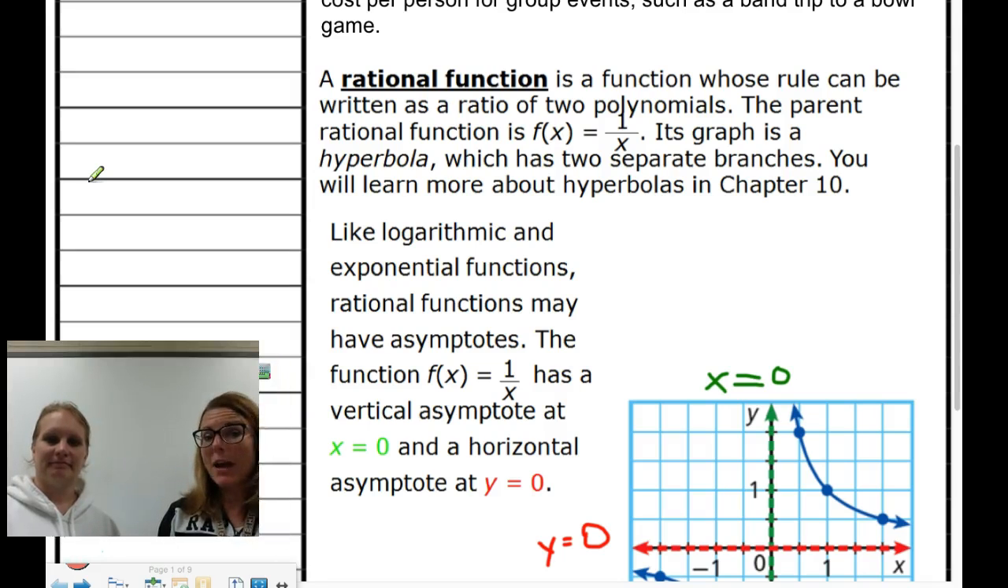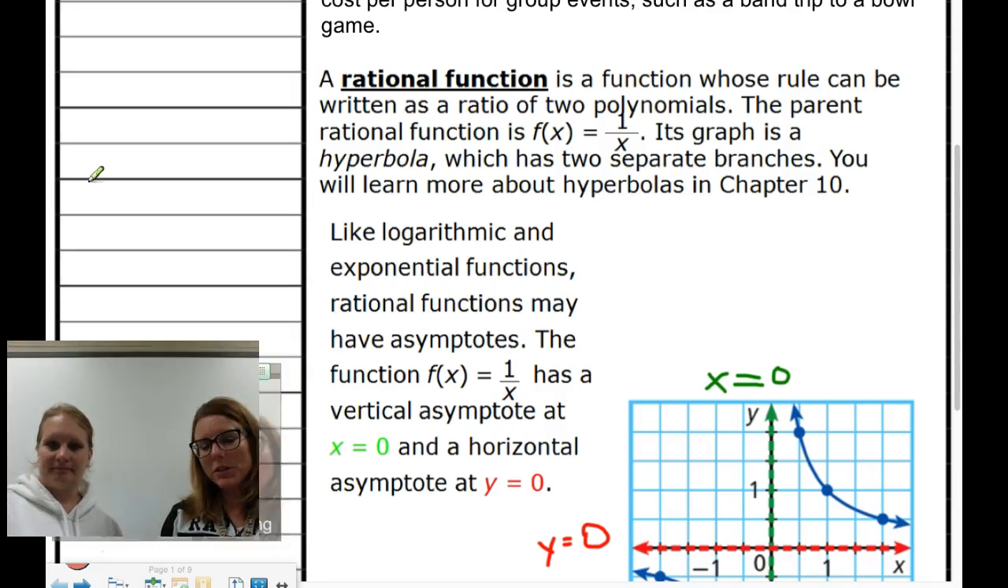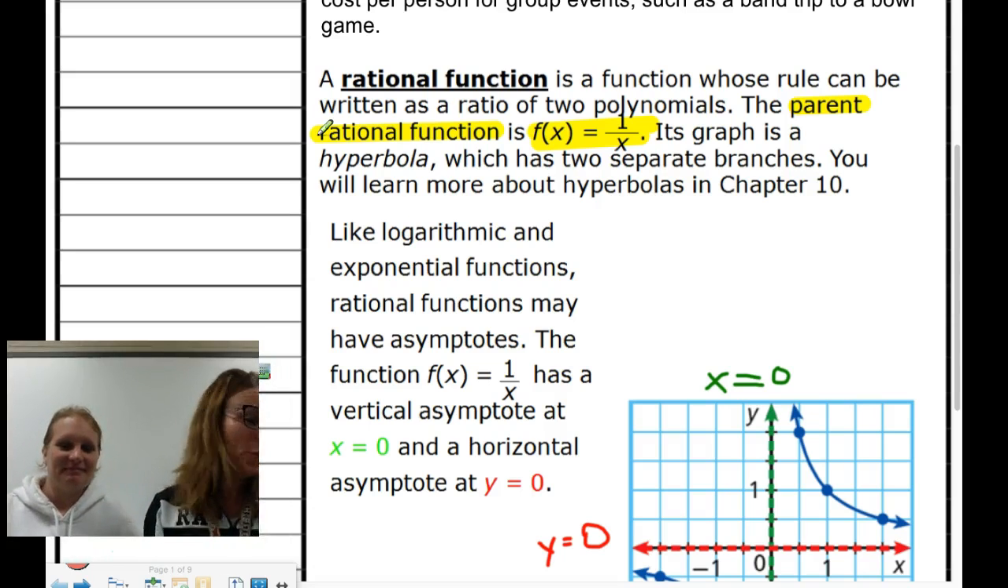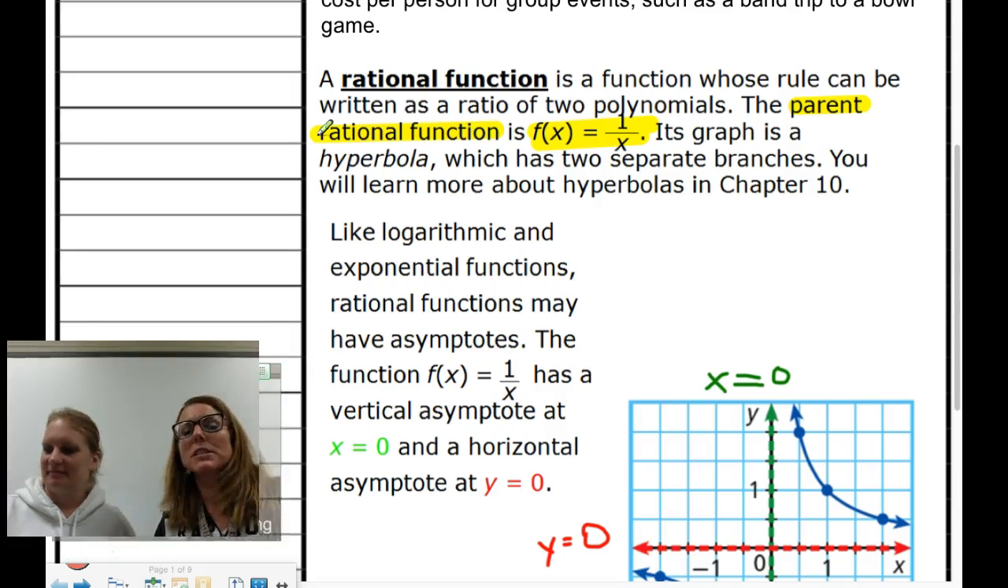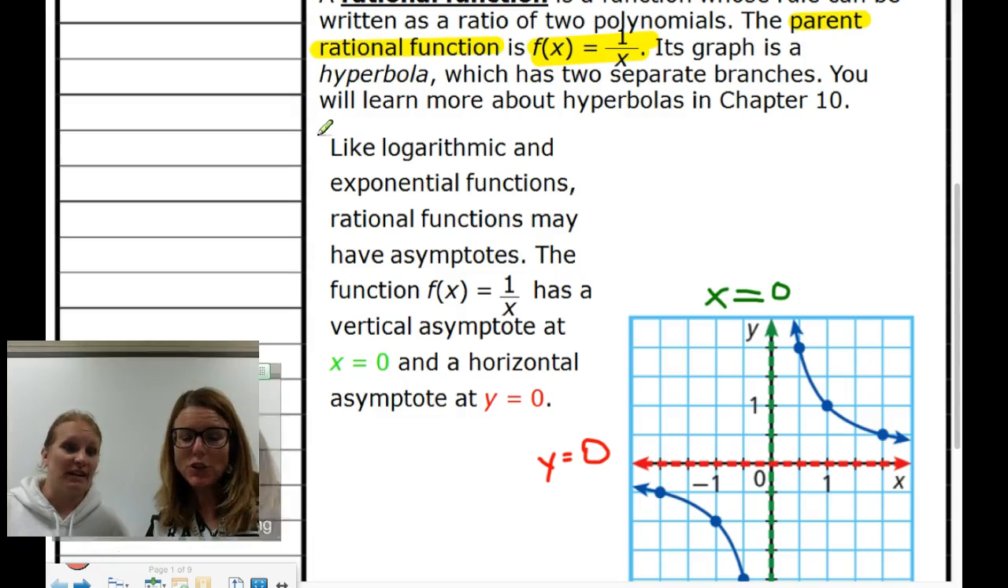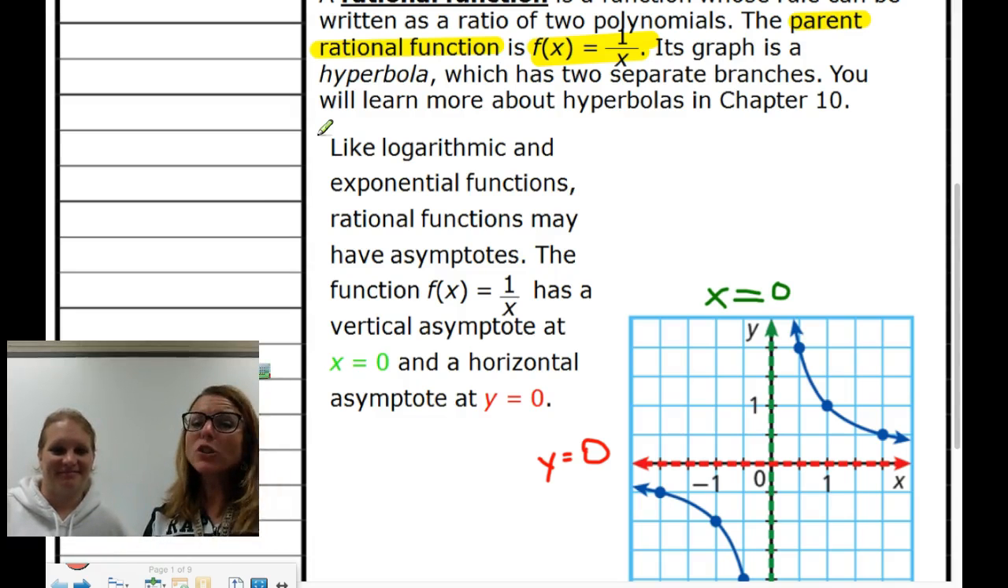The parent rational function is very important. It is f of x is equal to 1 over x. Its graph is a hyperbola, which has two separate branches. You will learn more about hyperbolas in chapter 10, but we won't because you will be on summer vacation at that point. So like log and exponential functions, rational functions may have asymptotes.